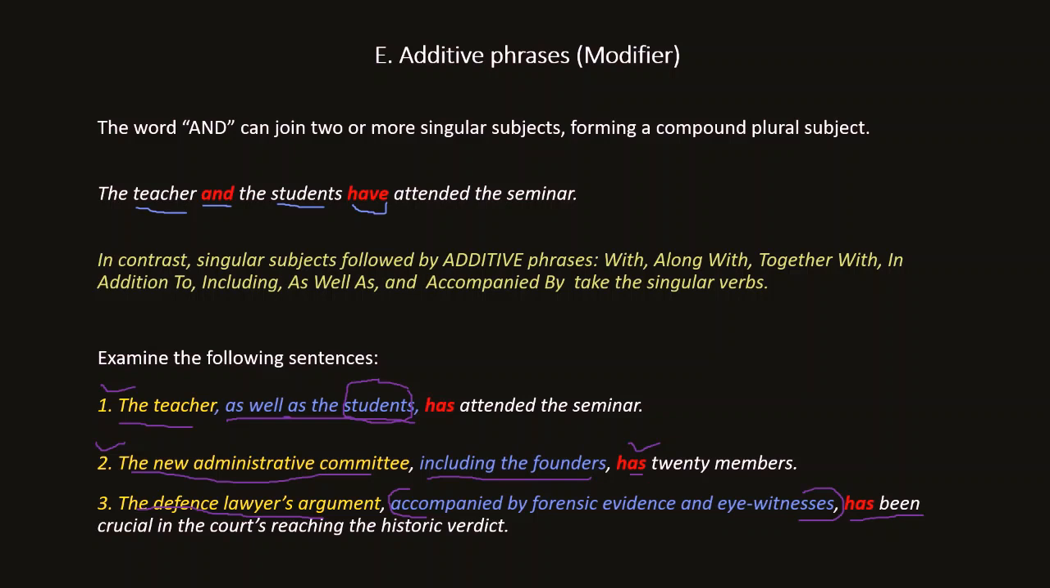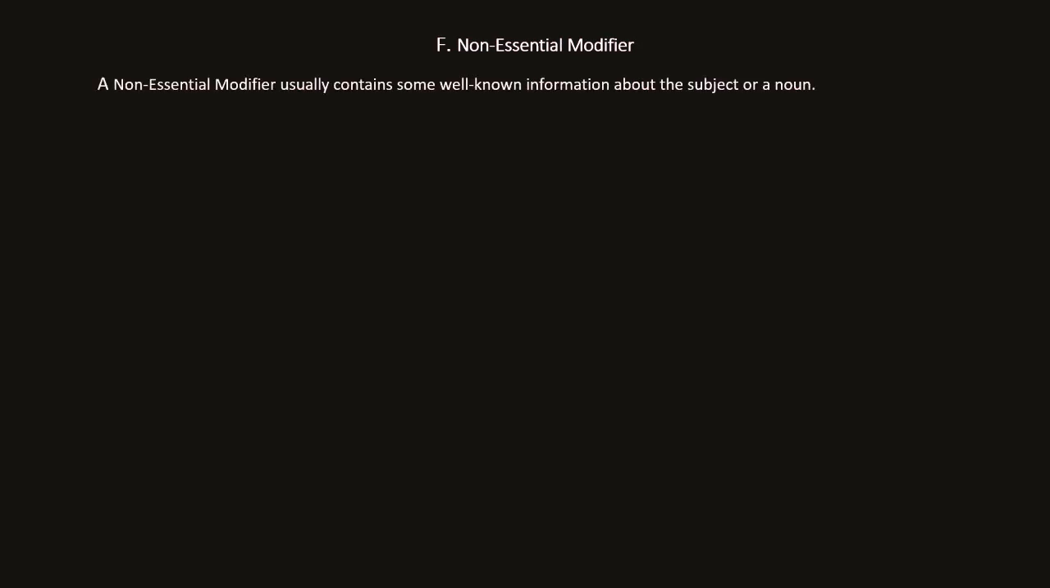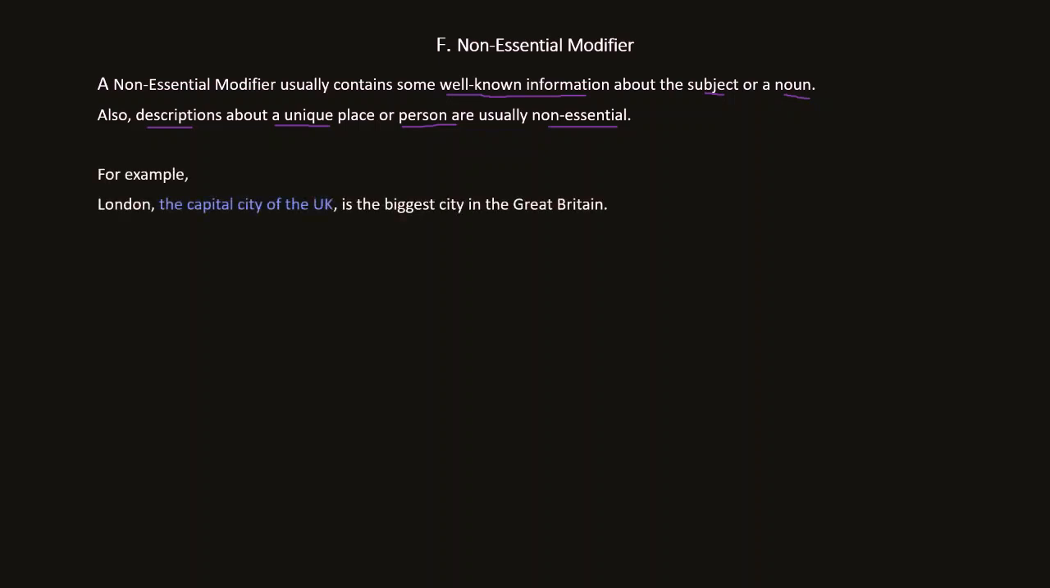The last type of modifier is non-essential modifier. A non-essential modifier usually contains some well-known information about the subject or a noun. Also, descriptions about a unique place or a unique person are usually non-essential. For example, London, the capital city of the UK, is the biggest city in the Great Britain.